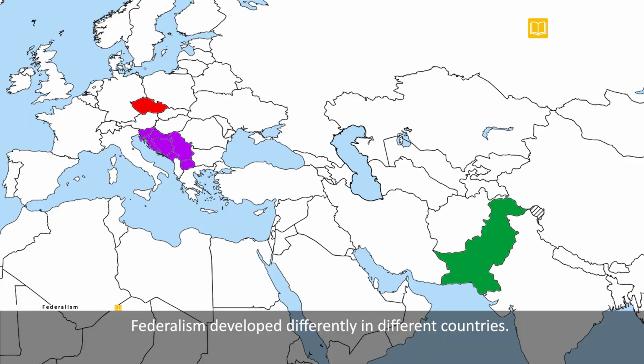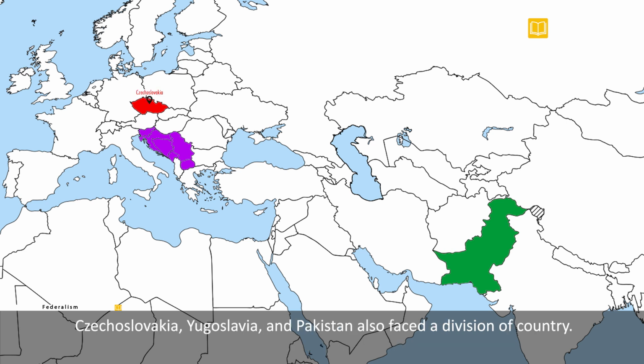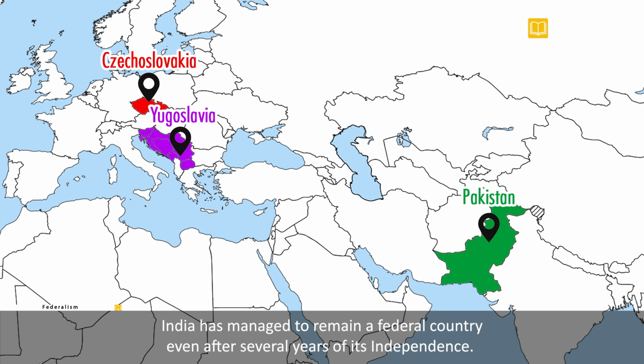Federalism developed differently in different countries. Most of these federal nations have disintegrated over time, like Russia in 1989, due to excessive concentration and decentralization of power. Czechoslovakia, Yugoslavia, and Pakistan also faced a division of country. India has managed to remain a federal country even after several years of its independence.